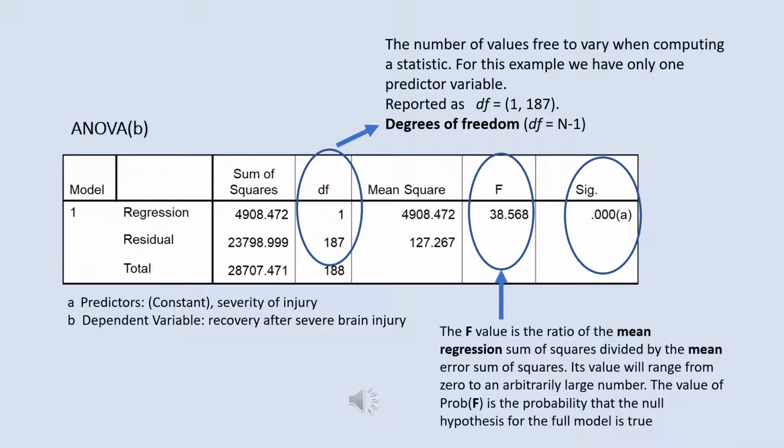So for this particular model, you also have some output information. The predictors, the constant is severity of injury, and the dependent variable is recovery after severe brain injury. So when you see this output, you need to examine this chart and look for these particular components.